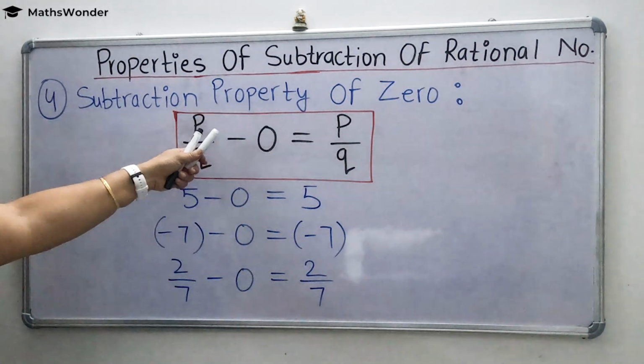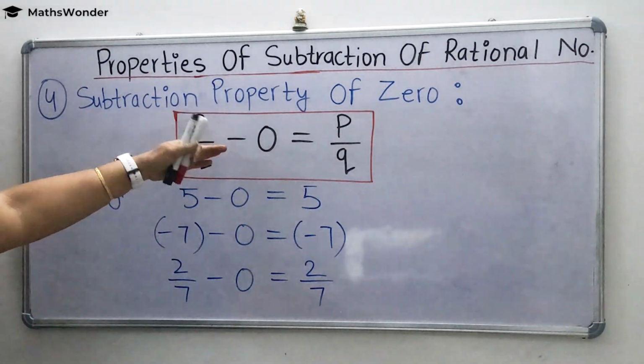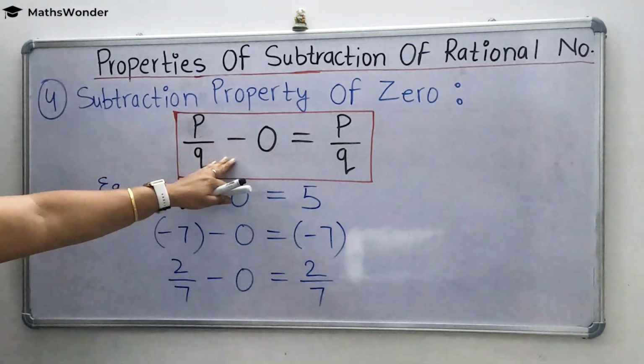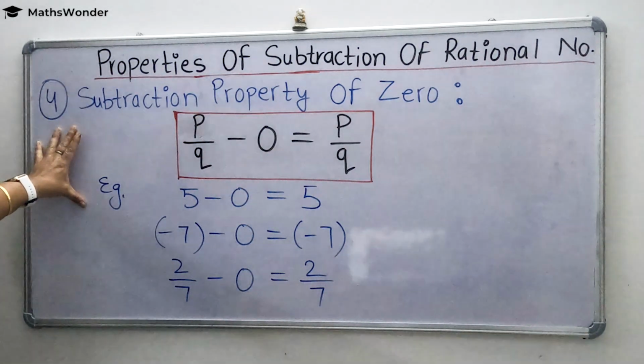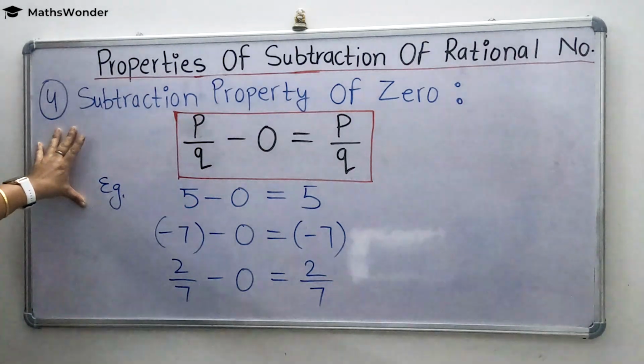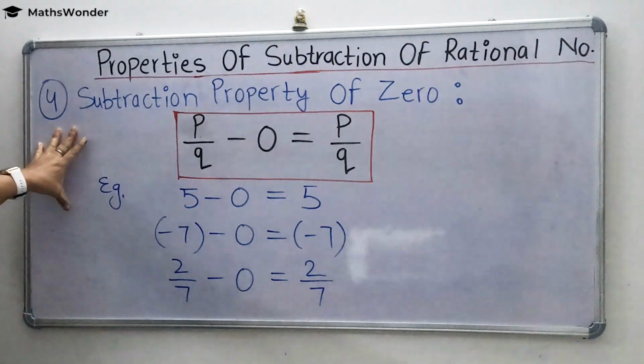Subtract 0 from any number, integers, natural number, any number, and you get the number itself. Now come to the fourth and fifth property of addition. When you look at it, the properties are additive identity and additive inverse.